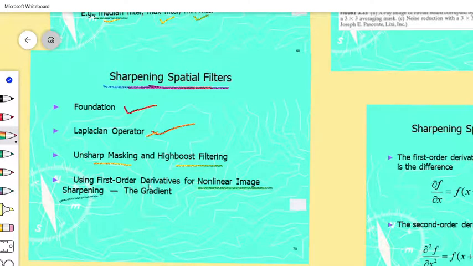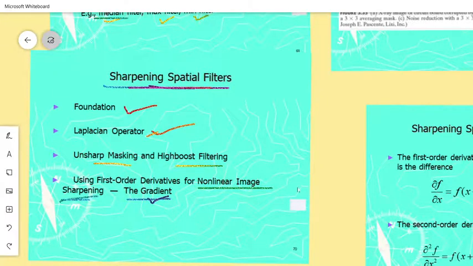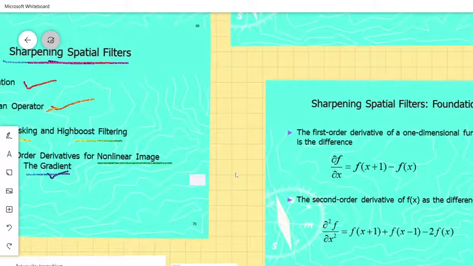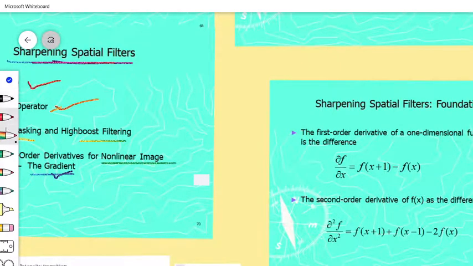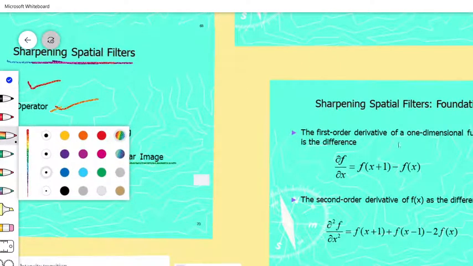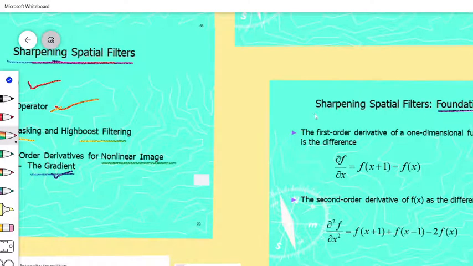For the first order derivative in non-linear sharpening, we use the gradient method, which is a very popular optimization method we use within deep learning, a very important one. And how to do it? First is the foundation. How to do the foundation here. The foundation for sharpening spatial filters.